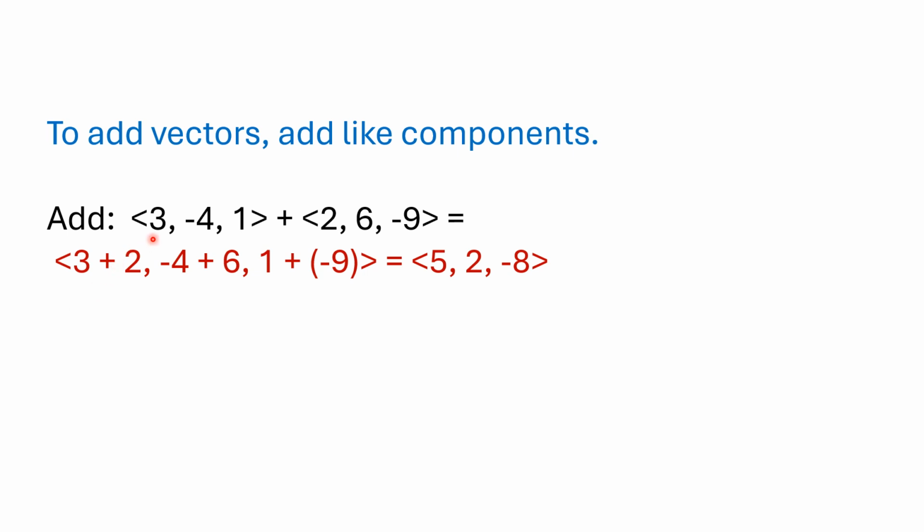We add corresponding components. 3 plus 2, negative 4 plus 6, 1 plus negative 9. And we find out we have a vector with 5 units in the x direction, 2 in the y, negative 8 in z.